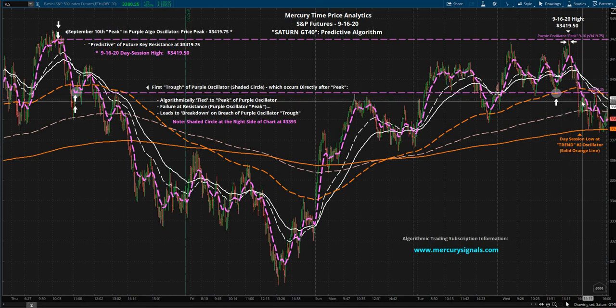Now, here's where it really gets cool. And I'm going to zoom in on this in just a minute. But remember, this spot right here.